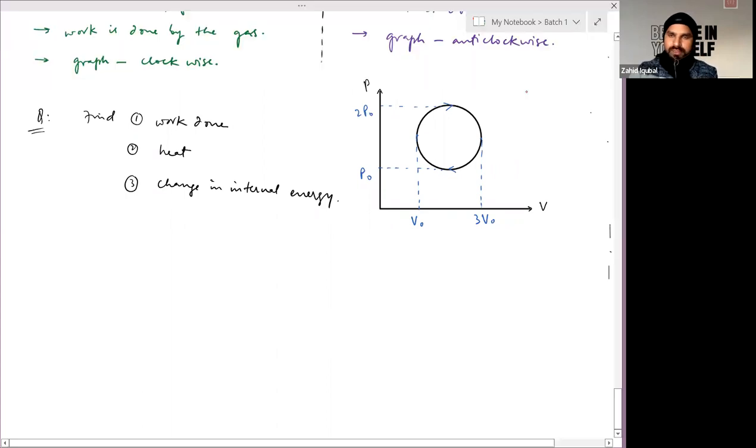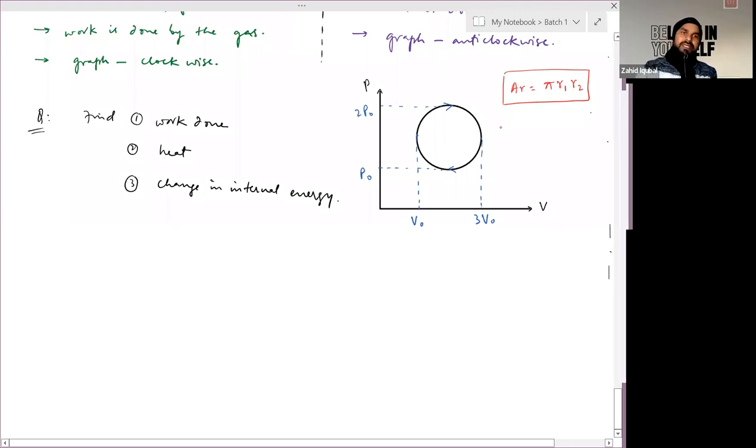For any curve in physics, if you have to calculate area, you just use pi r1 into r2. R1 will be along the x coordinate and R2 will be along the y coordinate. So just use this method or formula to find the area under this particular curve. And try to find these three different terms.